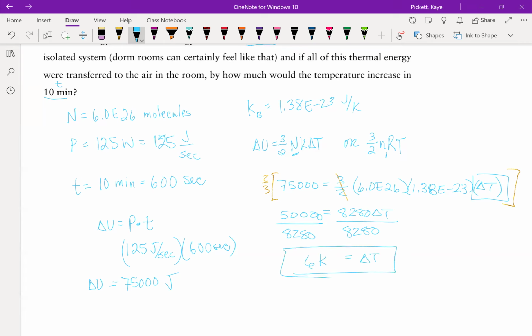Don't worry, we're not worrying too much about sig figs in this course, so that's not going to be a terrible issue. Okay, I hope this helps with how we will use kinetic theory to determine rate of energy transfer and thermal energy.